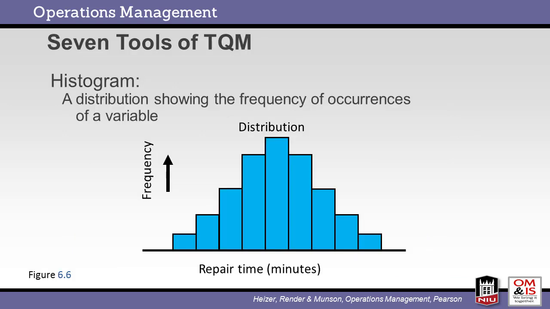The next tool is the histogram. The histogram is a distribution of the frequency of occurrences of a variable. The pattern shown is typical, with a distribution that is similar to a normal curve. Given enough data, many processes approach the normal distribution. That is why the normal distribution is used to model so many business processes.